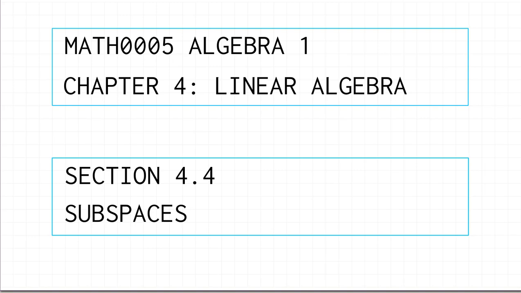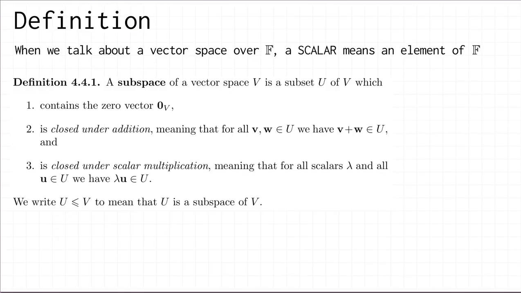Very often it happens that you can find one vector space inside another vector space using the same addition and same multiplication. In this case, the smaller vector space is called a subspace of the bigger one. And subspaces are an important topic which we're going to discuss in this video.